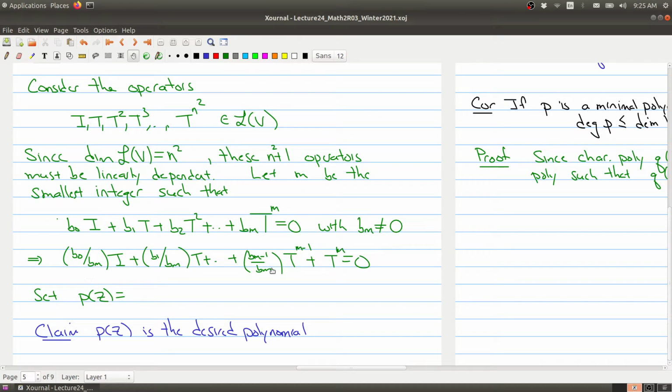What we're going to do now is use these coefficients to make a polynomial. This polynomial is going to be b0 over bm plus b1 over bm z, all up to b(m-1) over bm z to the power of m minus 1, plus z to the m. So I find a linear relation among the operators, and I use those coefficients to cook up a polynomial, and the claim is that this is the desired polynomial. So we're almost in the clear.